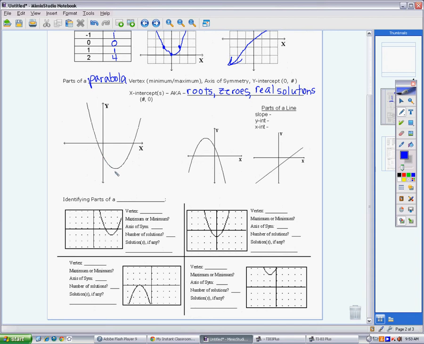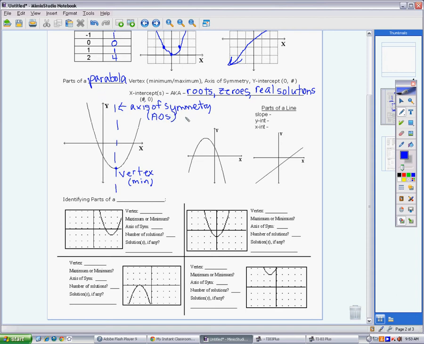So if we're going to label our parts, our vertex is going to be the very bottom of the graph. It's a turning point. It's where it stops going down and starts going back up. So this is our vertex, and in this case it's going to be a minimum. Our axis of symmetry is always going to go right through the center of the parabola, and it's always going to go right through the vertex point. So this is our axis of symmetry. And we sometimes shorten that to AOS.